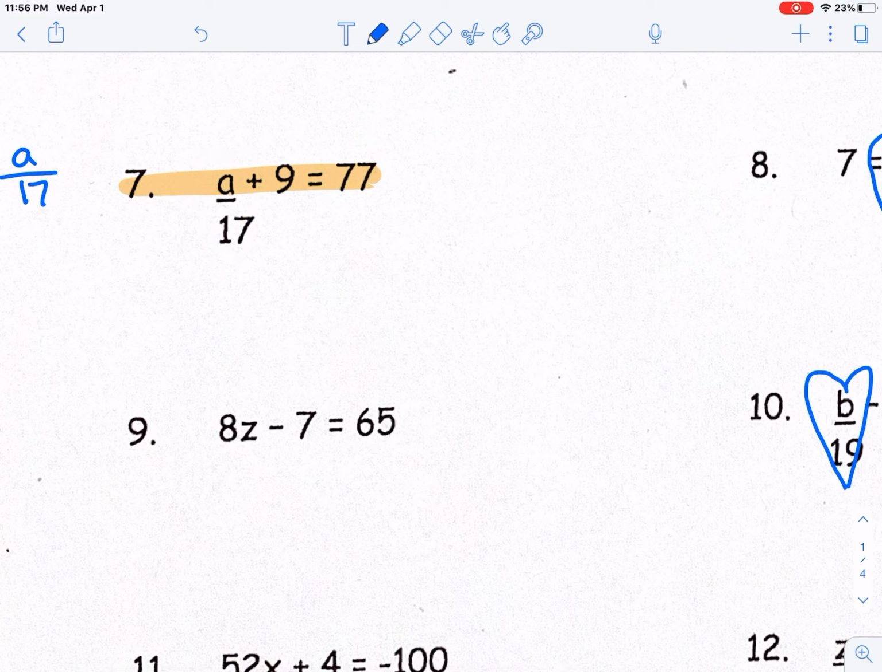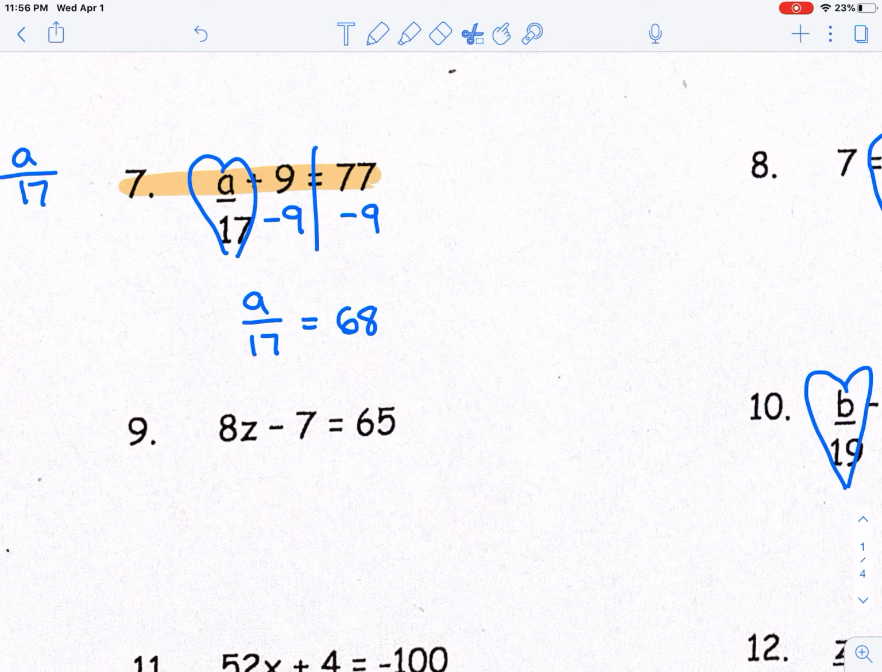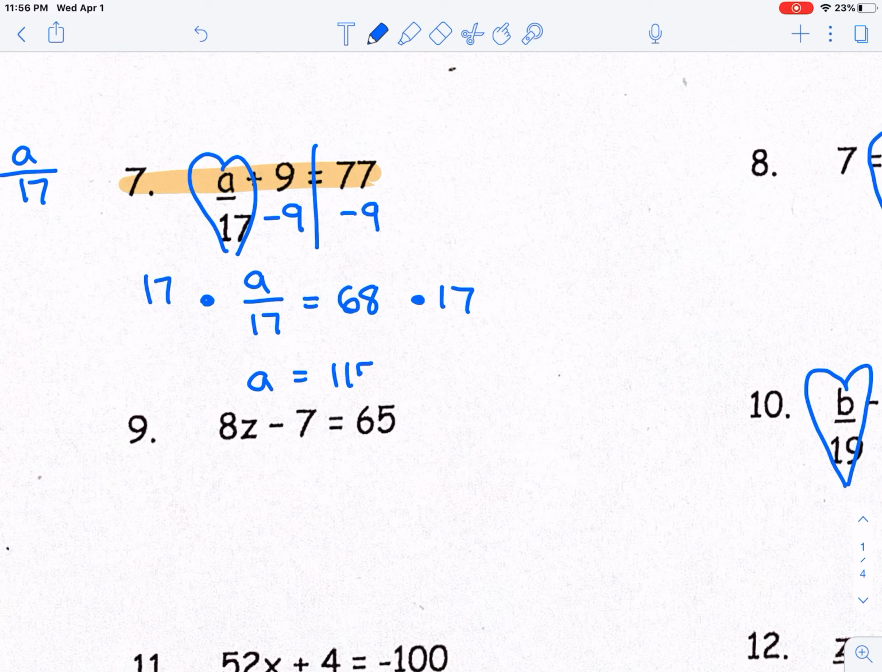Anyways, so we have a over 17 plus 9 is equal to 77. So to undo adding 9, I'm going to subtract that 9. And I get a over 17 is equal to 77 minus 9, which is 68. And then again, remember, anytime you're dividing by something, to undo that, you're going to multiply. So I'm going to multiply both sides by 17, and I'm left with my a over here on the left is equal to 68 times 17, which is 1,156.